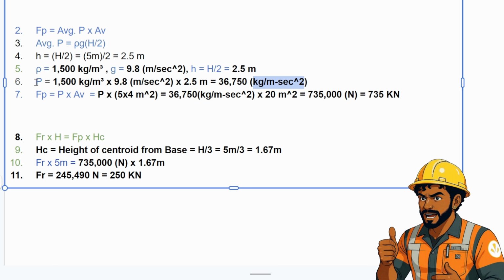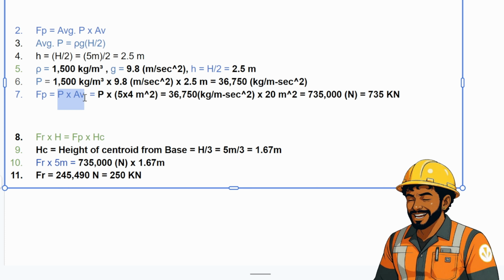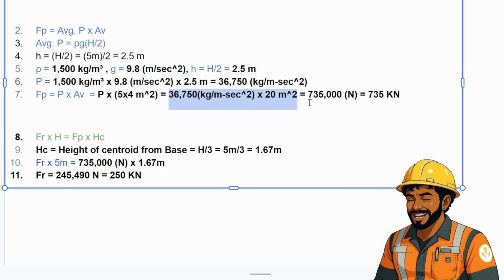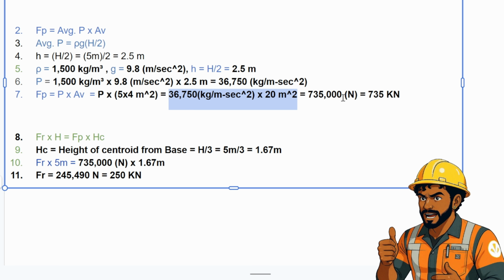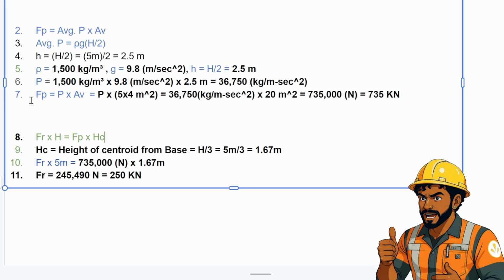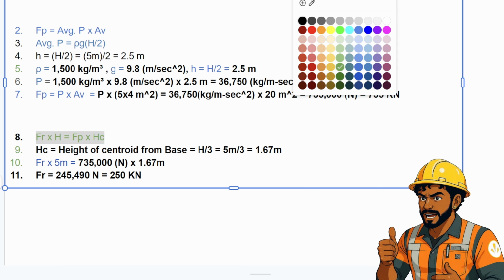So based on this, you already calculated the average pressure. Now if you substitute the average pressure into Fp, you get Fp as pressure times area of the rectangle. So pressure times 5 times 4 meter square, which is all of this you see over here. And once you solve it on your calculator, you get that answer as 735,000 newtons, which is 735 kilonewton. Got it? So now that you found Fp, we are going to substitute in the potential energy conservation equation over here. Got it? This is the most important equation.